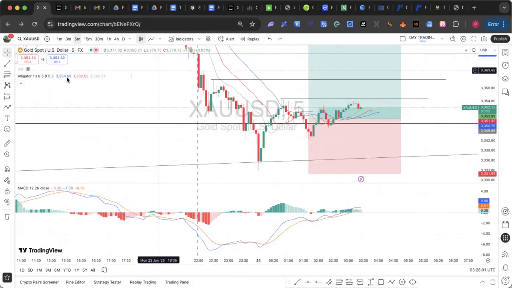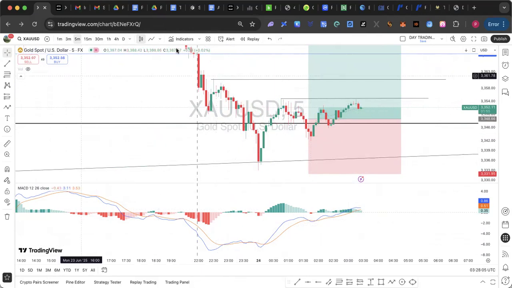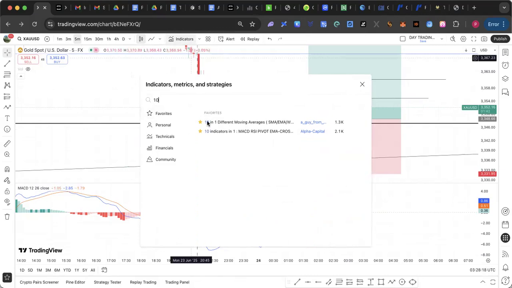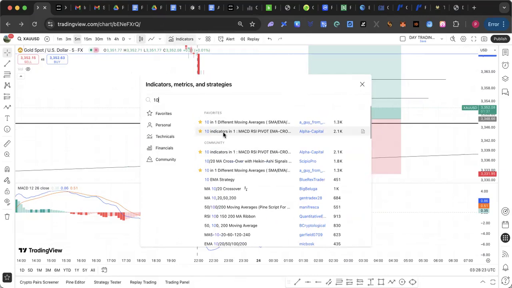Now, we said the other indicator you probably will add. So let's remove this alligator. It was what? 50 moving average. So you can go to indicator. If you use 50 and 200, you probably want to use one called 10 in 1. You probably want to use 10 in 1 different moving average. So let's take it now.